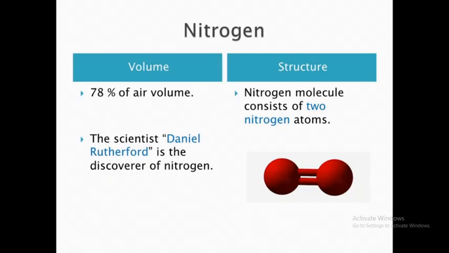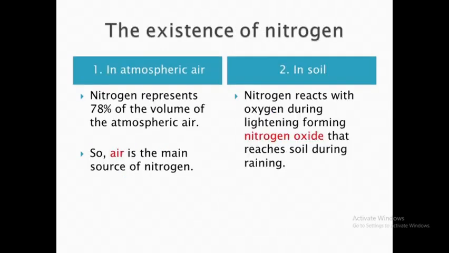Good. If we want to search for nitrogen in nature, we can find it in four places. Number one, in the atmosphere. We said that nitrogen gas is found in the atmosphere with a percentage of 78%. So if you want to collect nitrogen, you can collect it from air. So air is the main source of nitrogen.